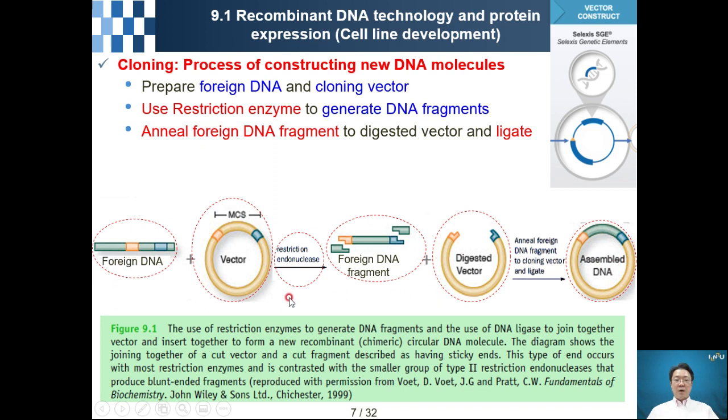Starting from preparing the foreign DNA and the cloning vector, which has the multiple cloning site. After that, use the restriction enzyme to generate DNA fragments. After that, anneal the foreign DNA fragment into the digested vector. After that, ligate. So this is the cloning procedure.